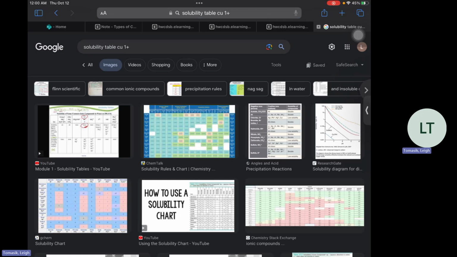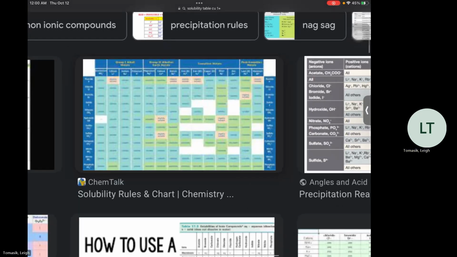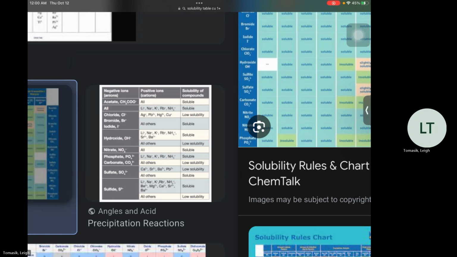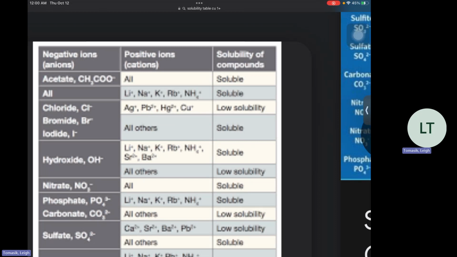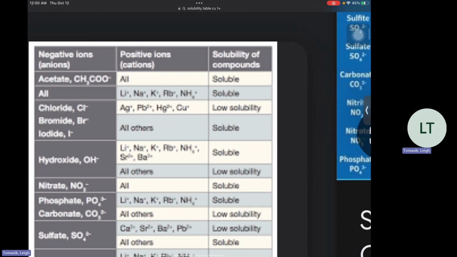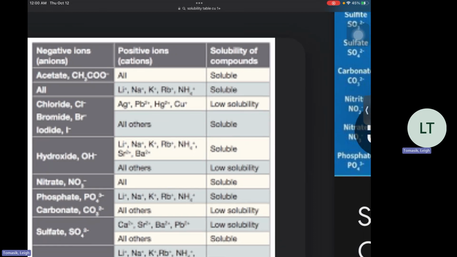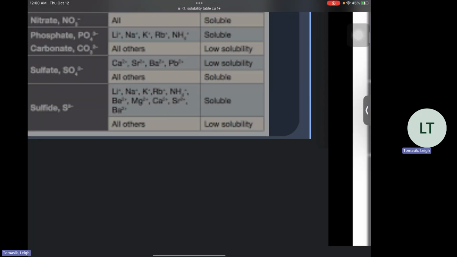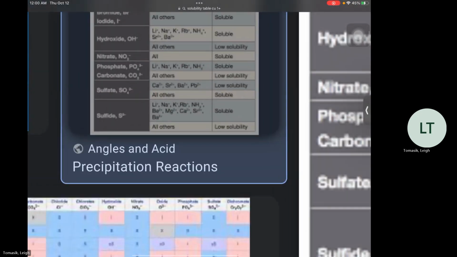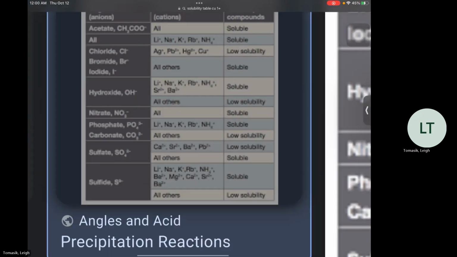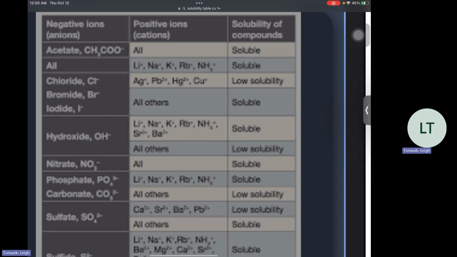Let's look for a nice image. This one. There we go. So you can see here we have copper plus and we have chlorine, and they make low solubility together. The positive ion is copper plus. The chloride ion, when you combine them, it's low solubility.